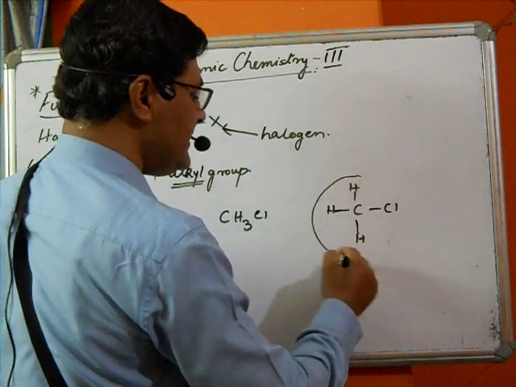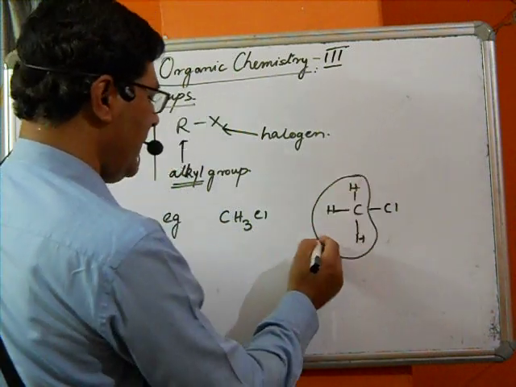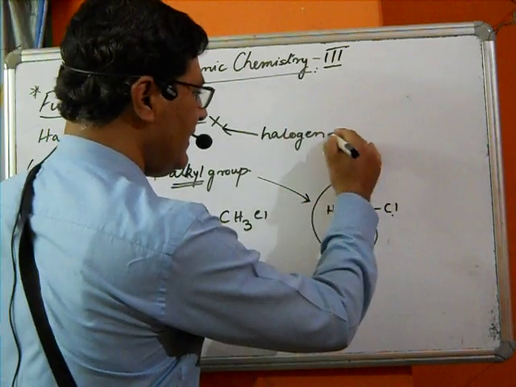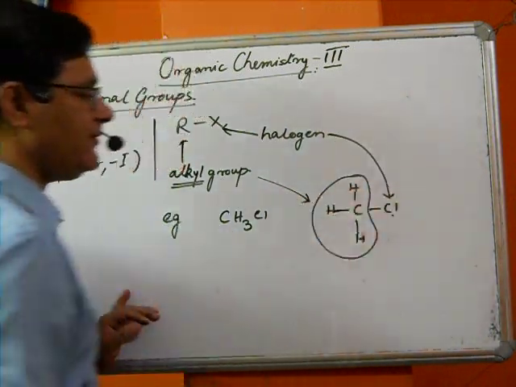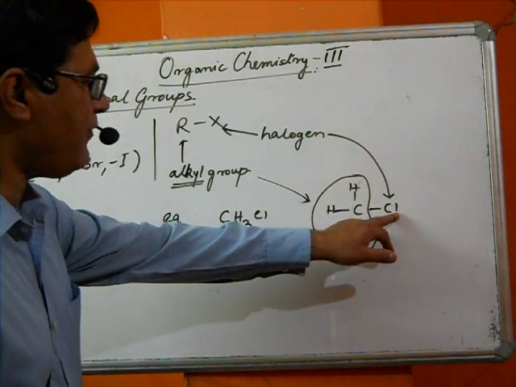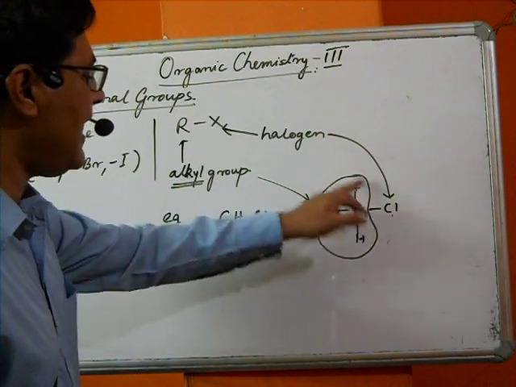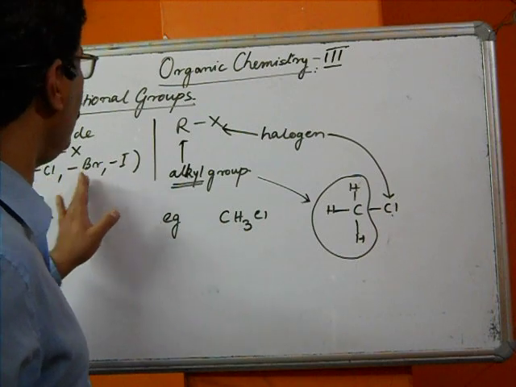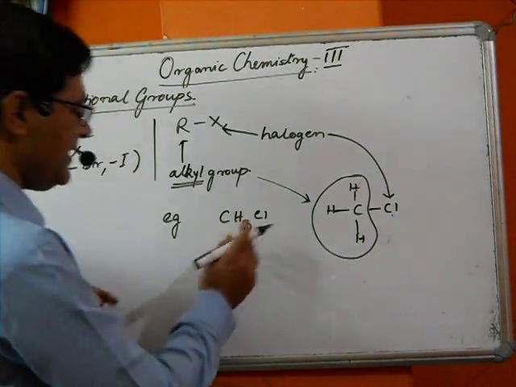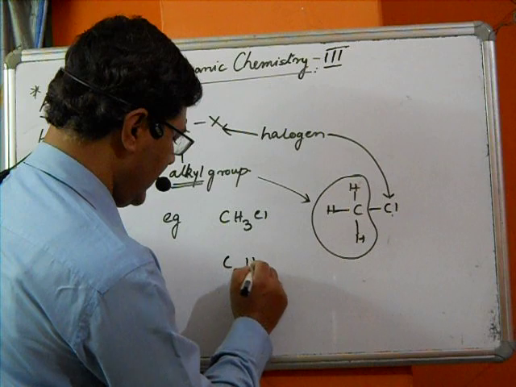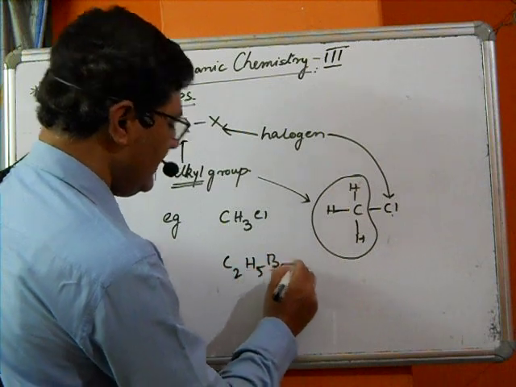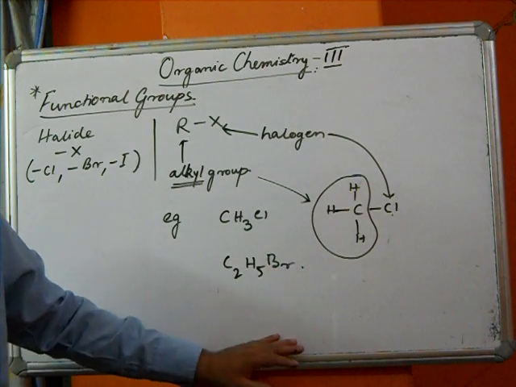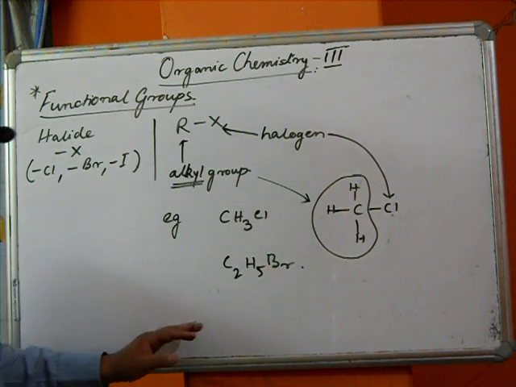So this is my alkyl group and this is my halogen, right? So this is the functional group and this is the alkyl group. So halides are compounds having chlorine, bromine, iodine. It can be CH3Cl or C2H5Br in this way. Got it? So chloro, bromo, iodo, these compounds are known as halo.